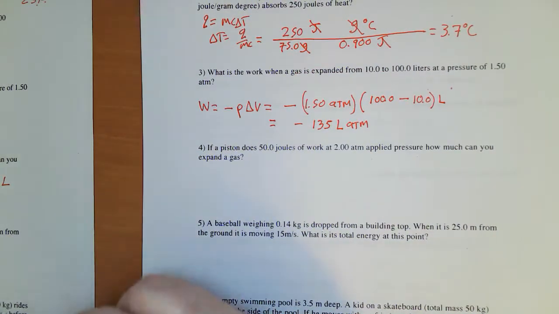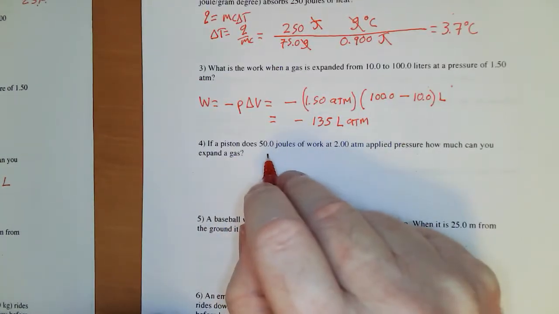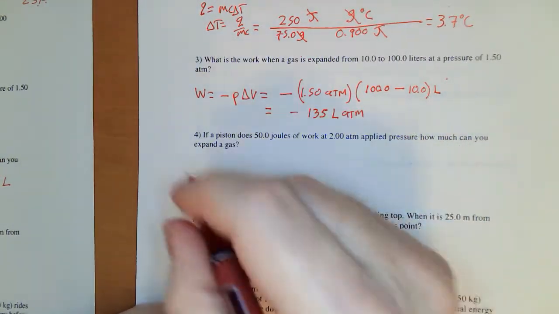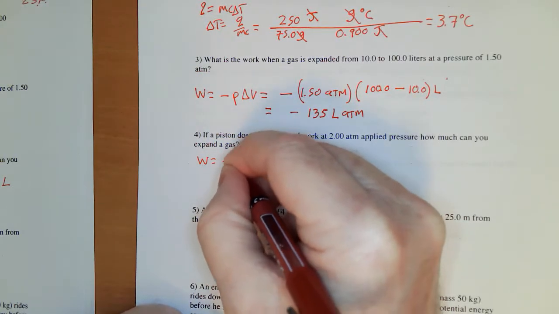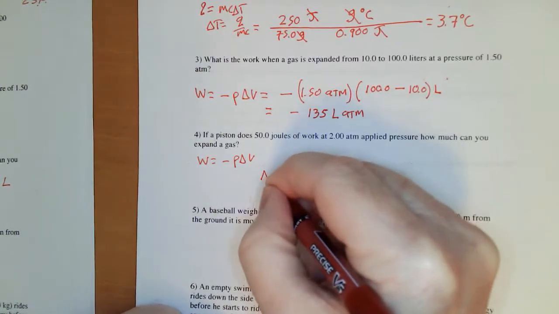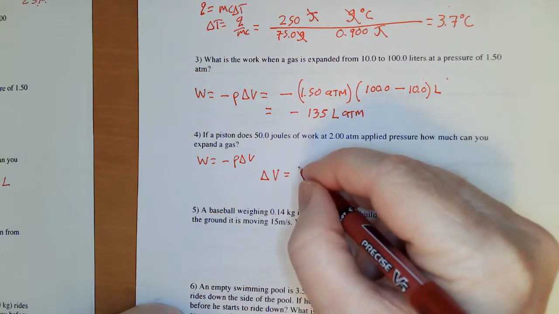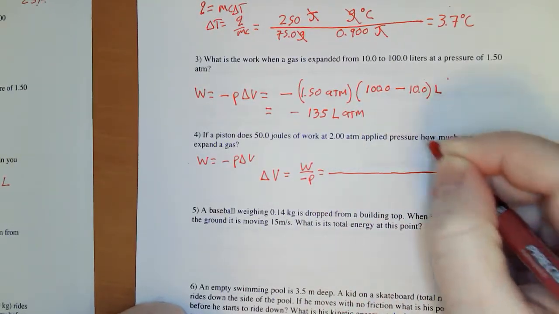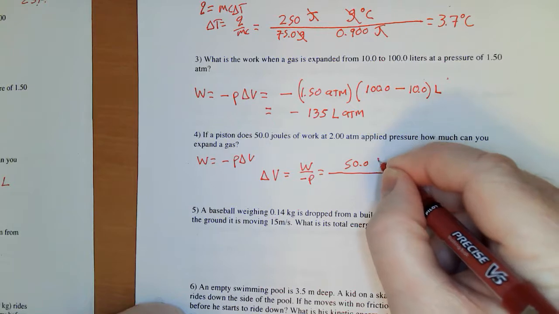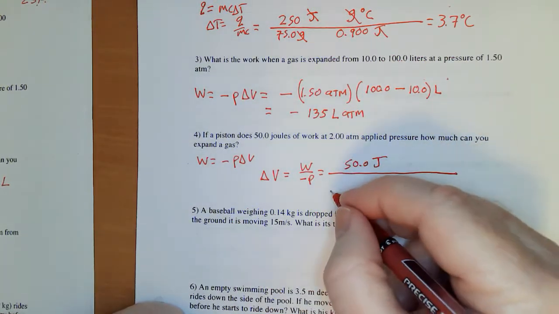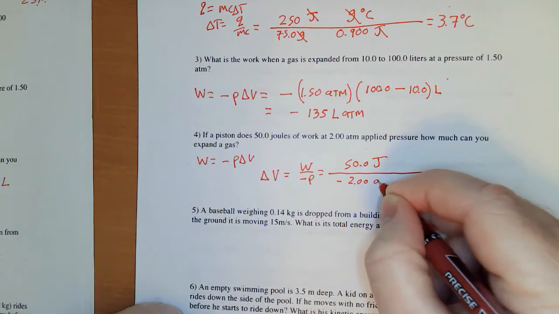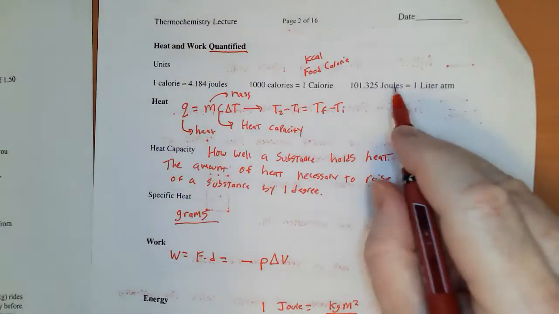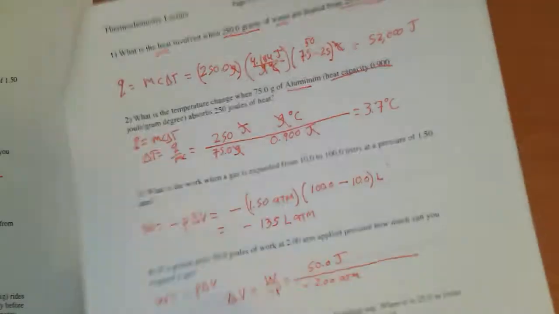Okay. So, if a piston does 50 joules of work at 2 atmospheres applied pressure, how much can you expand a gas? So if work is negative P delta V, I'm looking for delta V, which equals work over negative P. So 50.0 joules. Down here I have a negative and 2.00 atmospheres. Okay, going to need to do a conversion factor. 101.325 joules is a liter atmosphere.